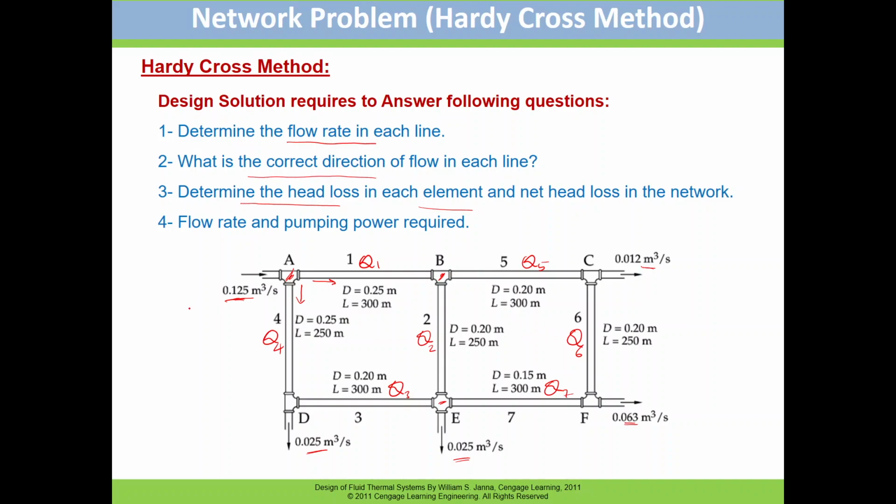And then finally, if this is connected with the pump as we discussed before, we need to find the net head from the point of inlet to this exit point, and to this exit point, and to this exit point. So these are the questions that we will answer when we solve this network. The given information is the flow rate at the inlet and exit points, and the length and the diameter of each element.